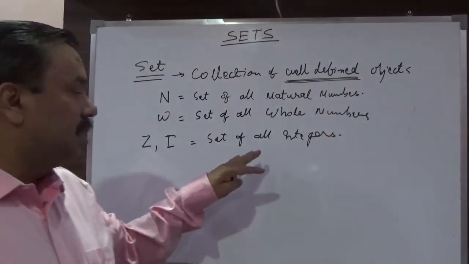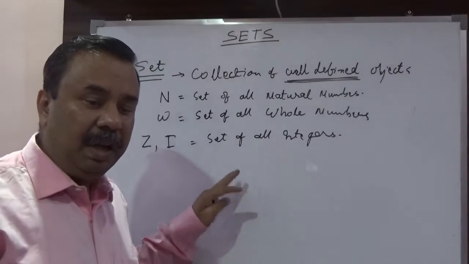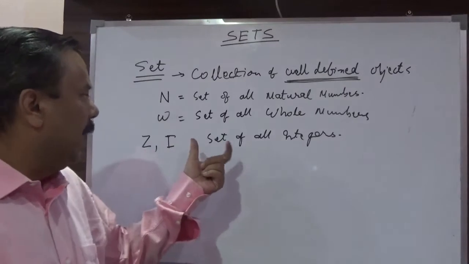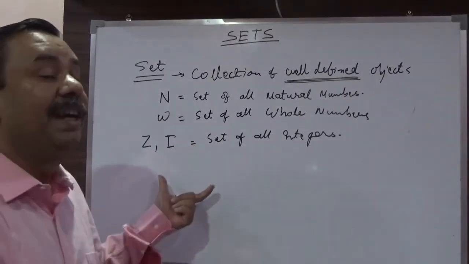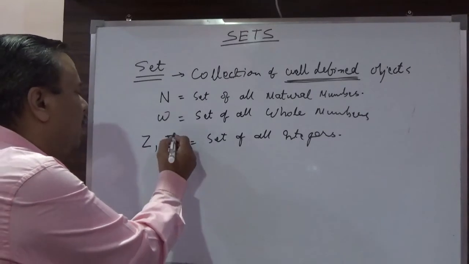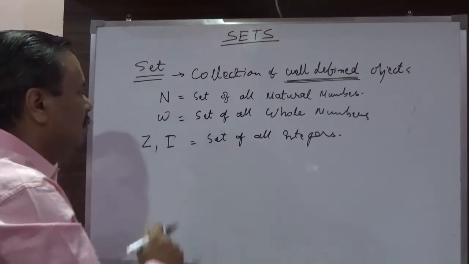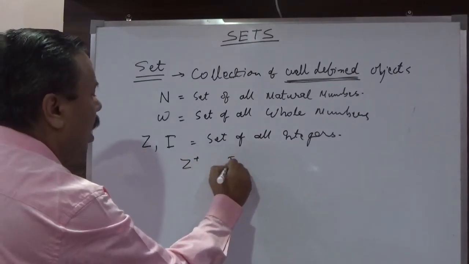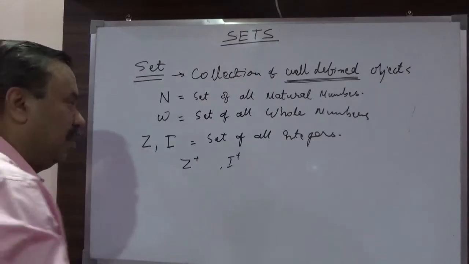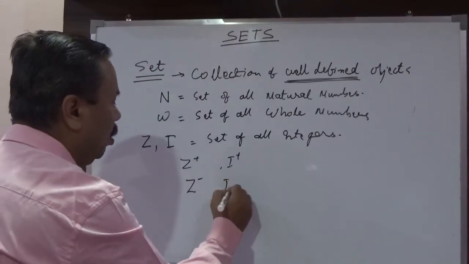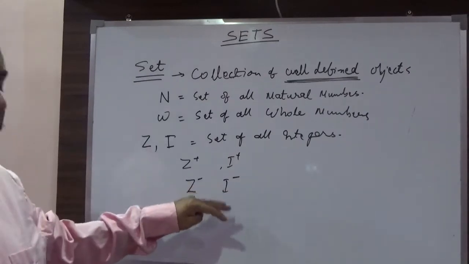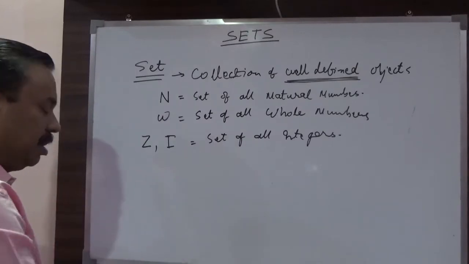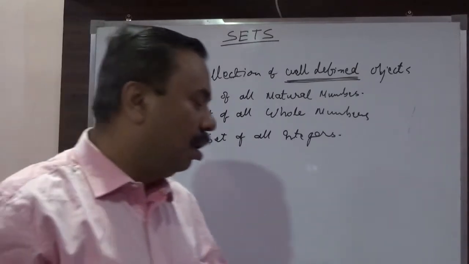Now these integers may be positive, may be negative. If you want to make it more specific, like the set of all positive integers or negative integers, then we put a mark there, like Z plus or I plus for the collection of positive integers, and similarly Z minus or I minus for negative integers. That is just a small demarcation, but Z or I is represented as the set of all integers.